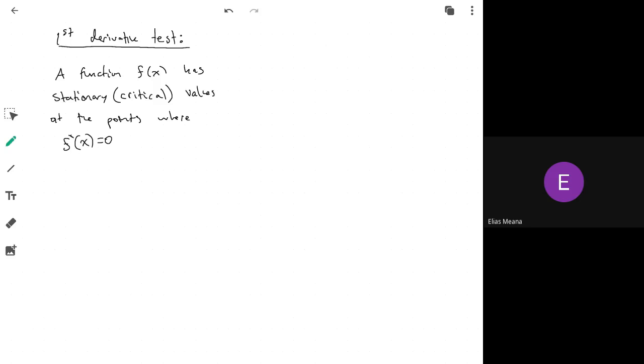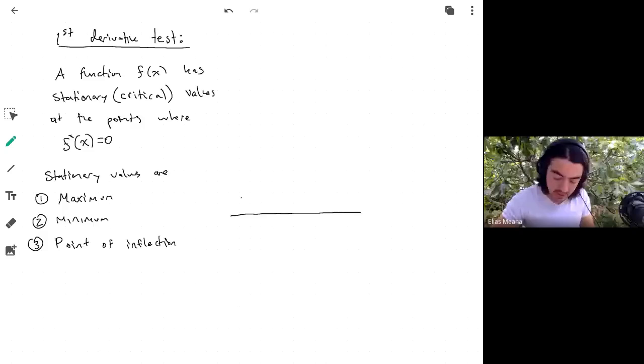And we said we can classify those stationary values into one of 3 things, right? So we can say the stationary values are either a maximum, a minimum, or a point of inflection, all right? And the way that we determined which of these they were in the first derivative test was by creating a derivative table, right? That's again kind of a made-up term. But we basically said, let's create a table.